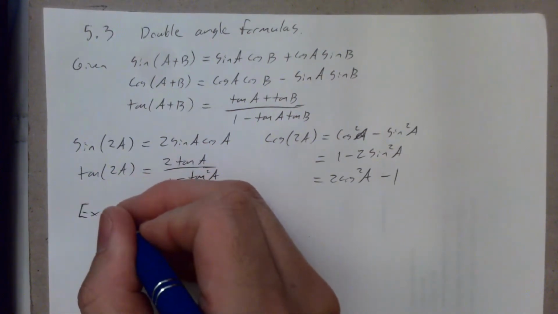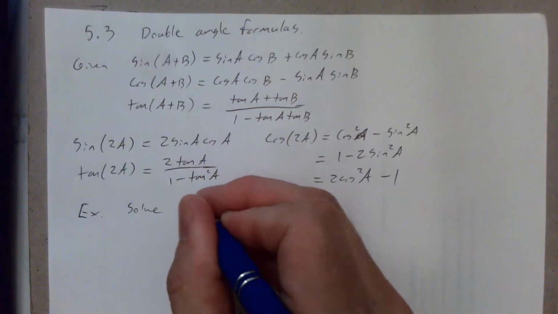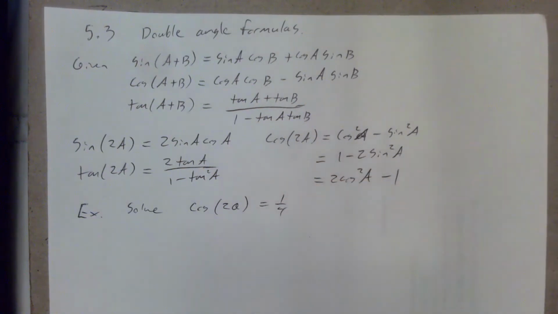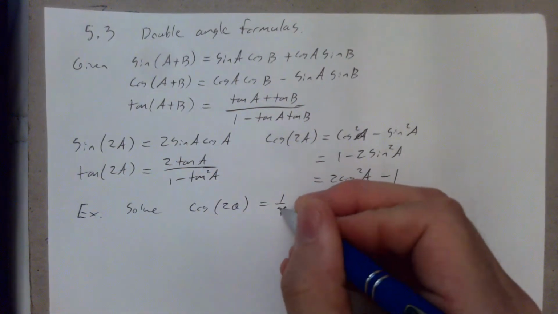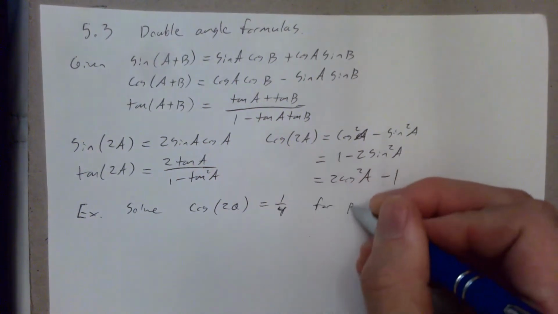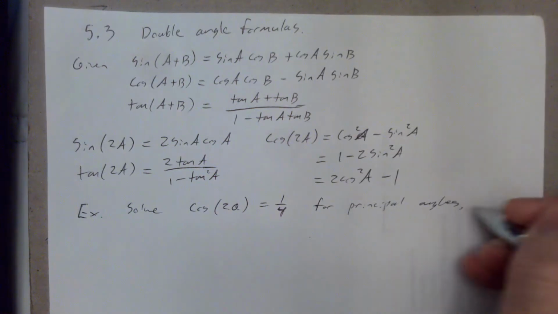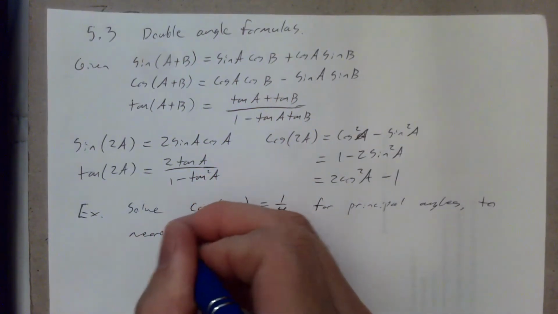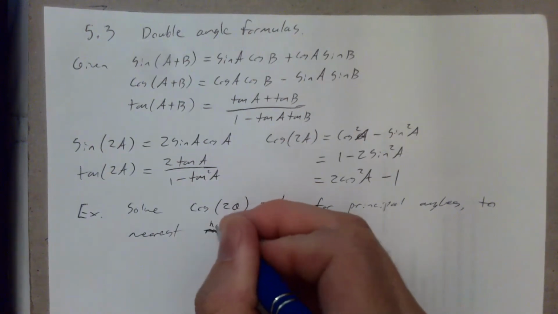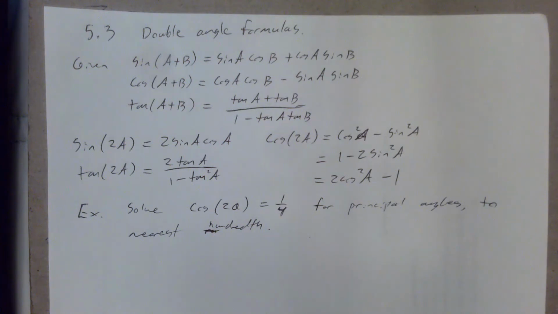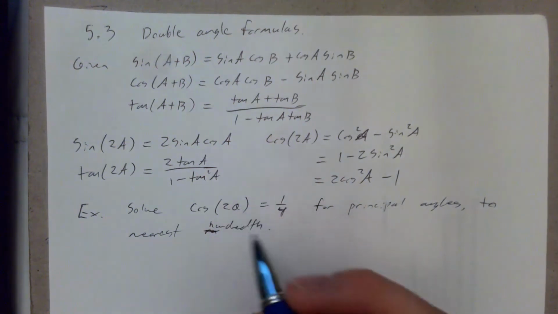If I ask you to solve when is the cosine of 2 theta equal to 1/4, for principal angles, to the nearest radian hundredth, this is a question we should be able to do without compound angle formulas. So we should just do it without compound angle formulas. Let's first start with what we should do.